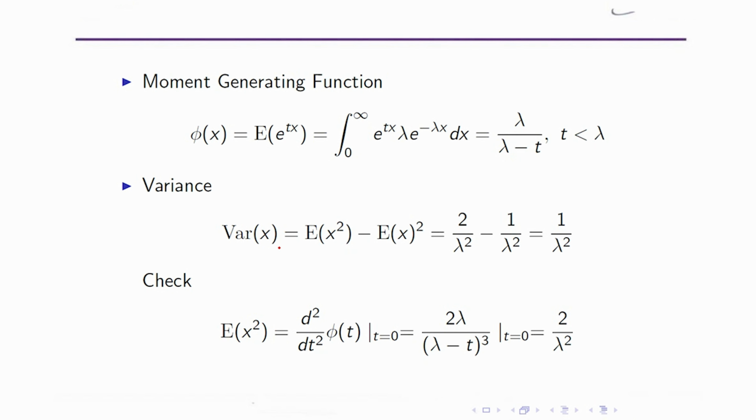The variance of X will be the expectation of X squared minus the square of the expectation of X. The expectation of X squared can be obtained by taking the derivative of phi of t twice and plugging in t equal to 0. So that is 2 over lambda squared. We put this expectation of X squared back in here, so the variance of X will be 1 over lambda squared.